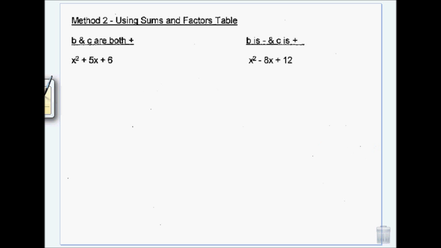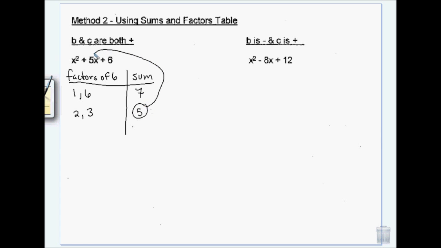X method, there's the old-fashioned way to do it, where you make factors tables. So I'm going to take the factors of 6 and their sum. Okay, so I have 1 and 6, and if I add those together, I get 7. I have 2 and 3. If I add those together, I get 5. As long as this matches that, I'm golden. So x plus 2, x plus 3.